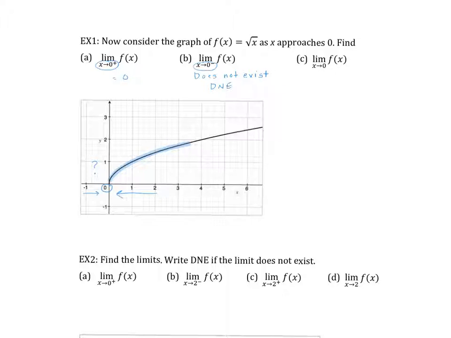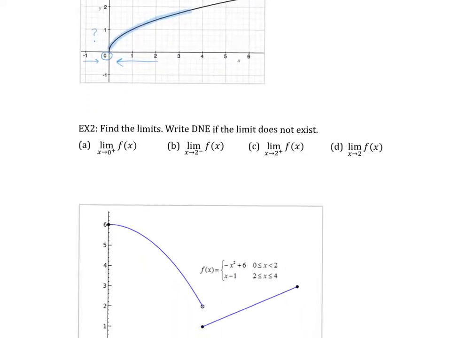Let's look at part C. In part C, our x values are approaching 0. Notice there's no plus, there's no minus. That means we're coming in from both sides. However, we cannot come in from both sides. So this limit does not exist. In order for the limit to exist, when you come in from both sides, you have to approach the same value L. And in this case, they don't. The limit coming in from the left and the limit coming in from the right are different.